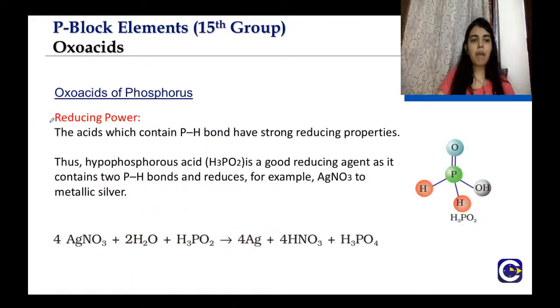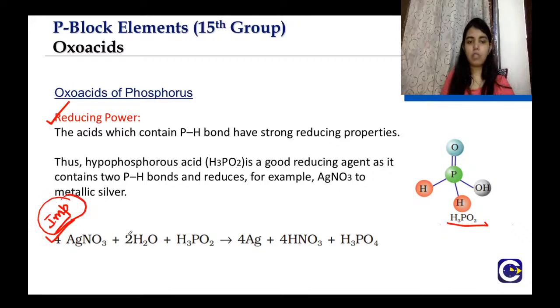Reducing power. Now this is very important. The oxo acids which are containing the more number of P-H bonds will be more reducing in nature, right. So here if you see the structure of H3PO2, it is containing 2 P-H bonds, so it is a good reducing agent, right. Now here see, this reaction is very important, right. How it is acting as a reducing agent basically. Here if you see, it is H3PO2, right. If you draw the structure of H3PO2, this is this.